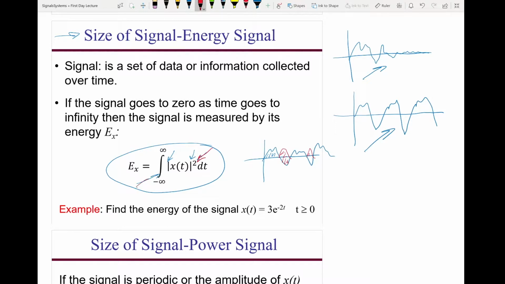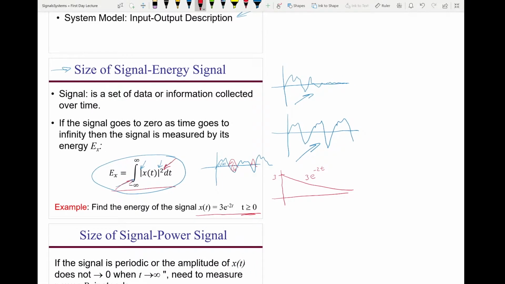And then you take the integral and that will find the area, and the area will tell you the strength of the signal. Let's take this example. This is a signal, it looks exponential, it exists for t of 0 or higher. So if I try to draw it, it will look something like this. And at t equals 0, this equals 3. And this is the signal. So if I need to find the energy of this signal, how strong it is, I will calculate this integral.